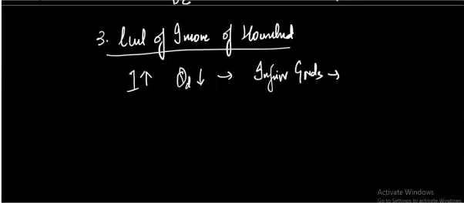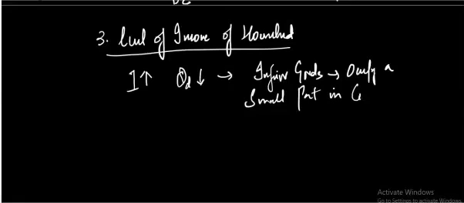Now these are commodities that occupy a small part in the consumer's budget. The example can be your shirt buttons.